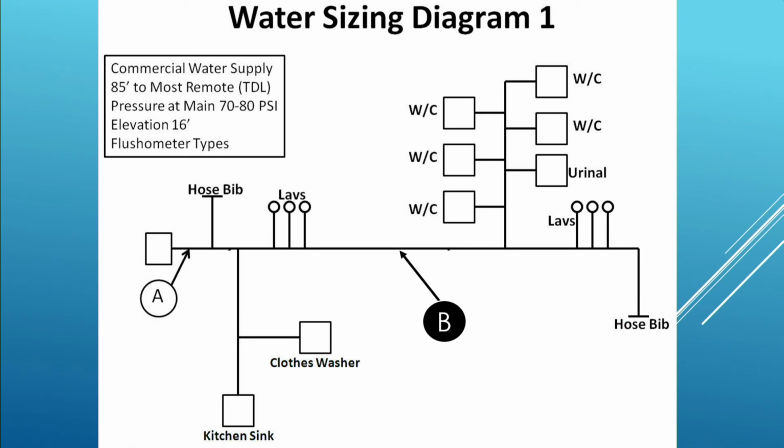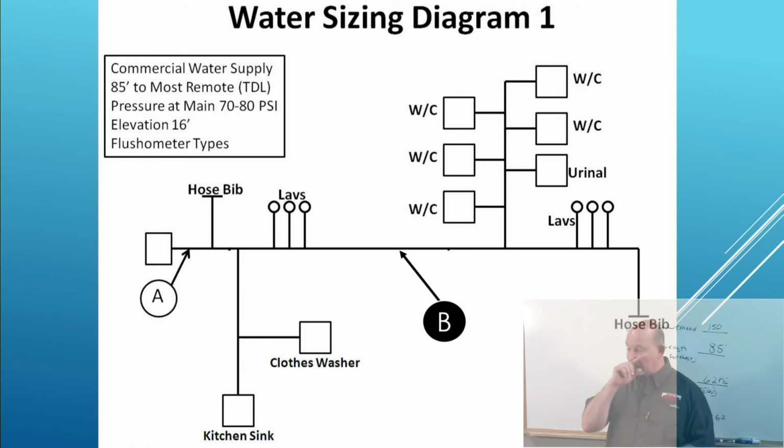That box on the far left, that's our meter, right? On the other side of A. So everything's coming from the meter down. So I'm not feeding the first hose bib. I'm not feeding those first 3 lavs. I'm not feeding the clothes washer. And I'm not feeding the kitchen sink.